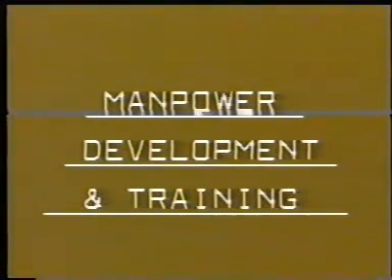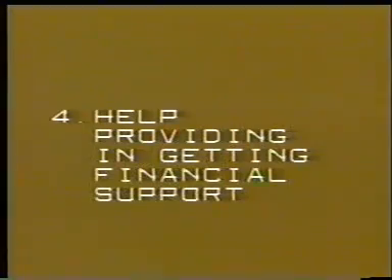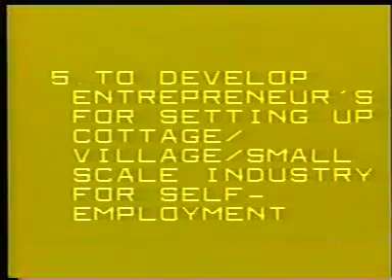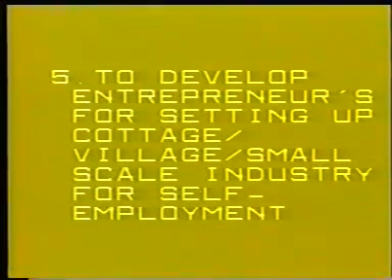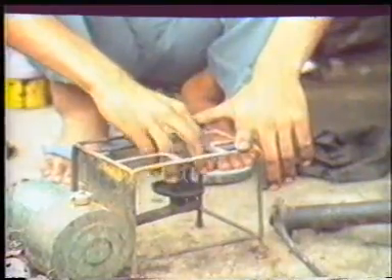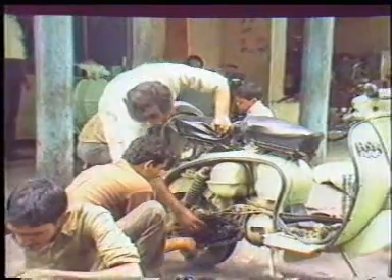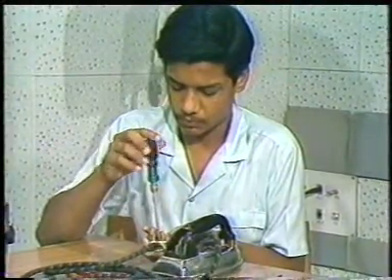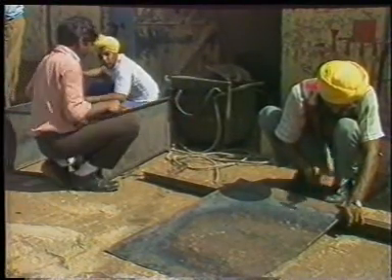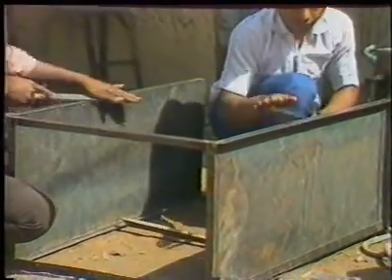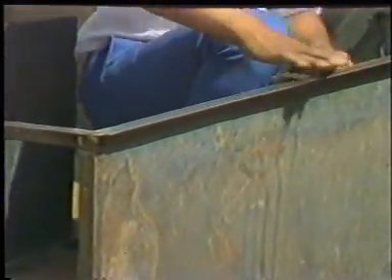Manpower development and training. Various steps which are followed under manpower development and training are as follows. Survey and selection of trainees and trades, training program in various skills, project formulation, providing help in getting financial support, entrepreneurs development for setting up cottage, village, small-scale industry for self-employment. The duration of these courses range from 3 to 6 months. The training is being imparted by the community polytechnics at their campus as well as in the extension centers set up at appropriate places in rural areas.